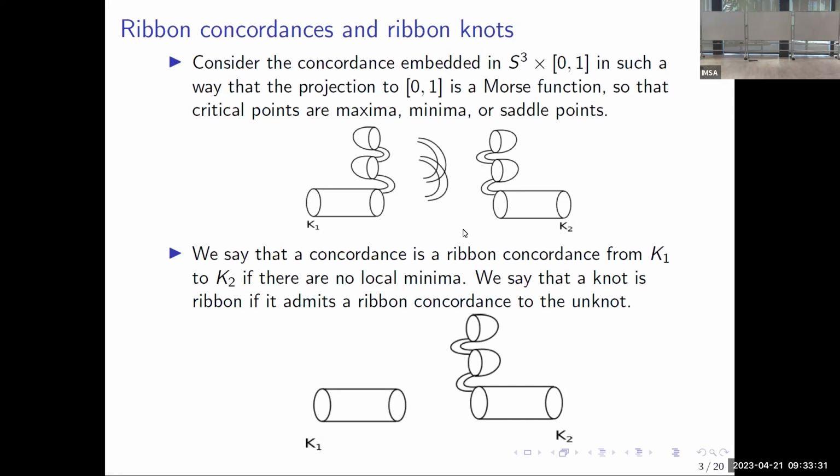Some people write concordance the other way, but our concordances are going to be, heuristically, from the more complicated knot to the less complicated knot. It's like a downwards concordance. This is basically because of the way we set up the computations later.